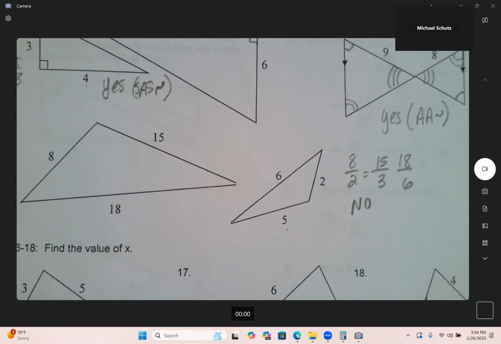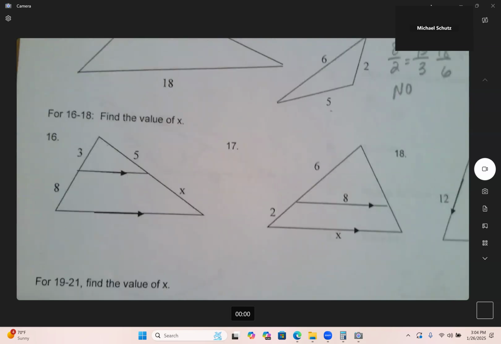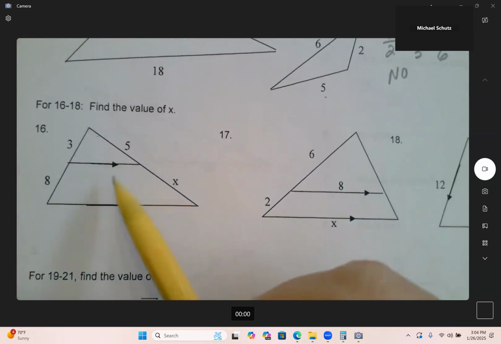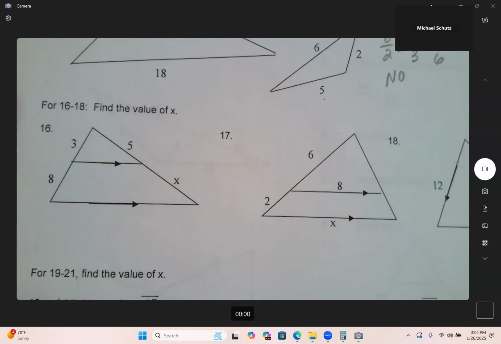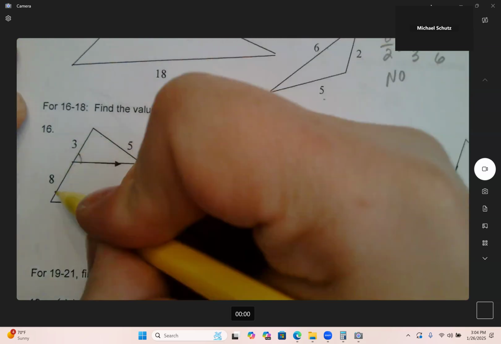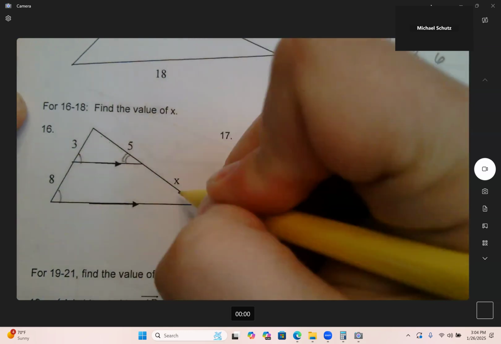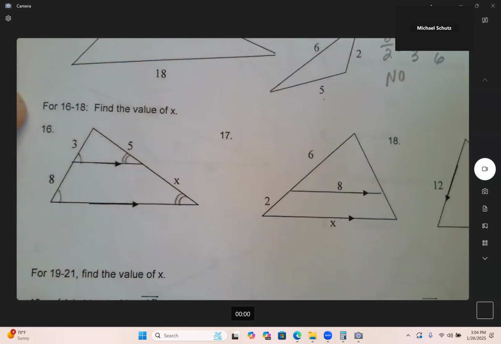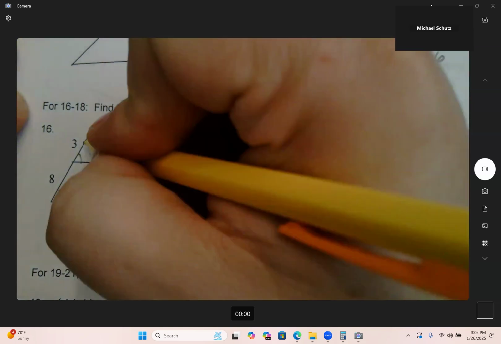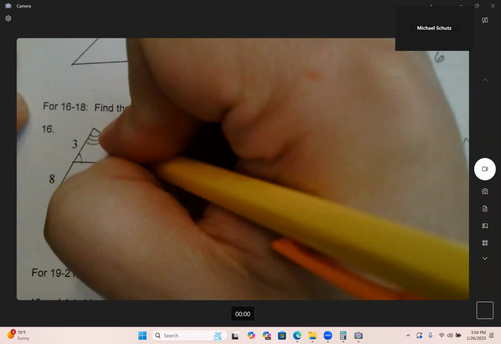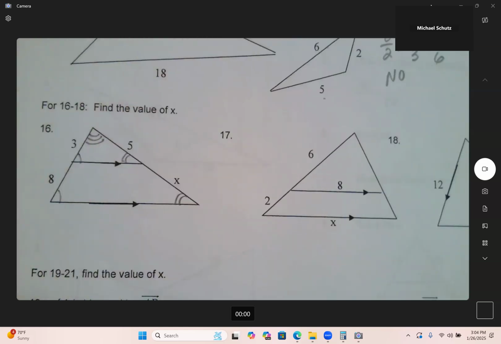All right, let's take a look at number 16. Again, I do see some parallels here. That means this angle is congruent to this angle by the corresponding angle theorem. This angle is congruent to this angle, again by the corresponding angle theorem. And on top of that, they share this angle in common. So that's like the reflexive property.